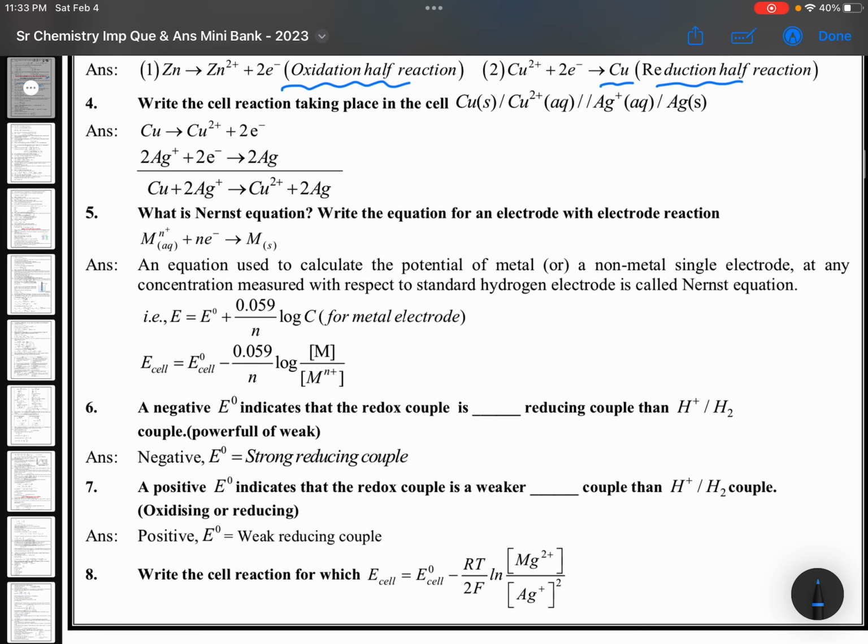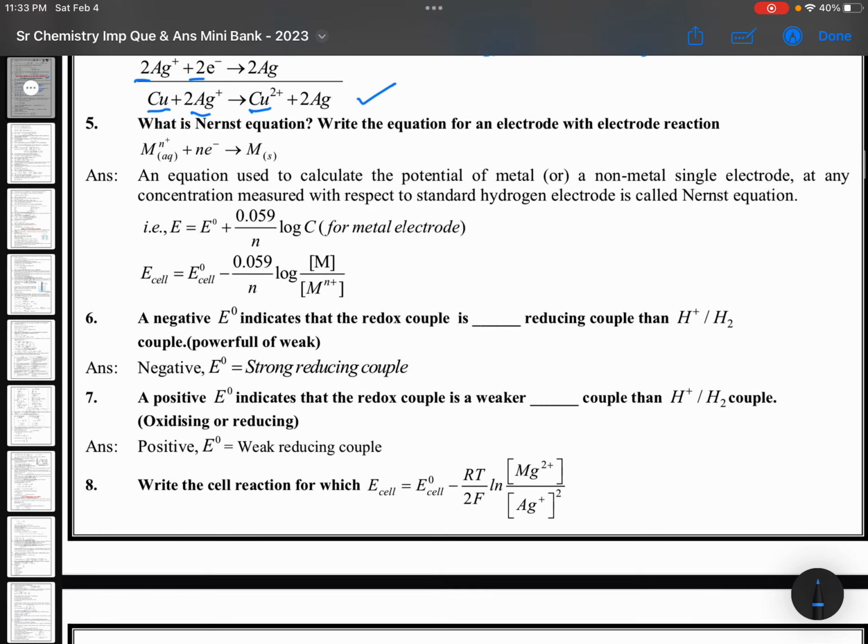Write the cell reaction taking place in the cell. See, at the left hand side oxidation always takes place, and at the right hand side reduction always takes place. It means copper will turn into Cu2+, and Ag+ will turn into silver. Now just to balance them: copper to Cu2+ plus 2 electrons, Ag+ to silver needs 1 electron. So you multiply this equation by 2. So this is the balanced equation. Correct?